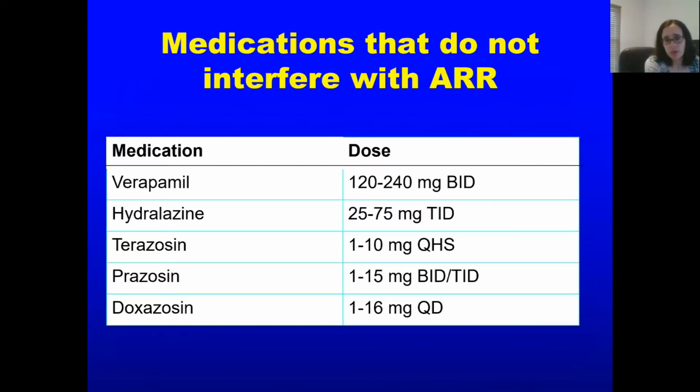When we think about which medications do not interfere with this, like if I'm going to take them off the meds, what do I want them on? These are the medications that we use in primary hyperaldo to do the testing: verapamil, hydralazine, and then terazosin, prazosin, and doxazosin are what we'll use. Those are the safe medications by the book to do the testing on.